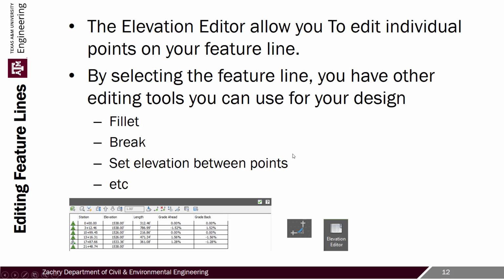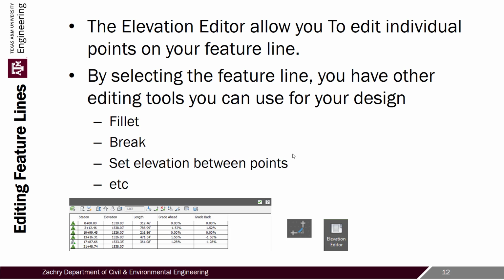So now that we have the feature line, let me show you some of the ways that we can come in and edit it. By selecting the feature line, what you'll notice is it will change your contextual ribbon. The ribbon up at the top will change to give you options based on a feature line. Now there's a lot of things we can do here.